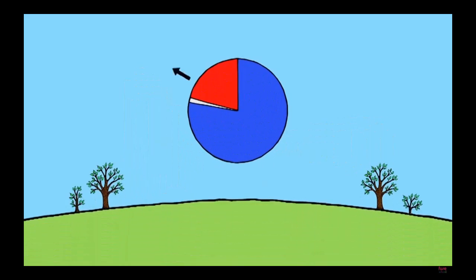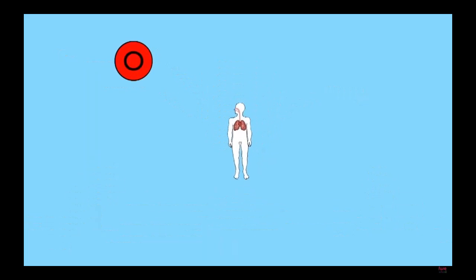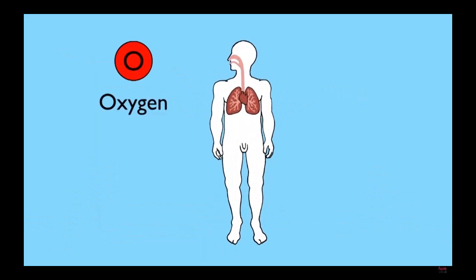Oxygen makes up 21% of the Earth's atmosphere. It has taken many millions of years to make up this composition. Today's atmosphere seems to now have the perfect balance. Oxygen is used by the human body in a process called respiration.